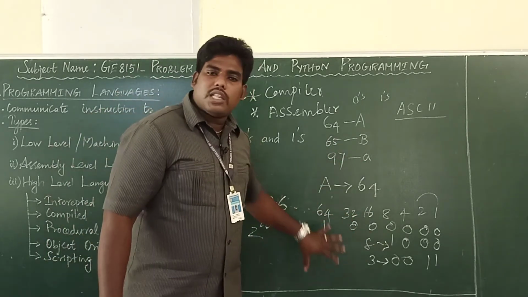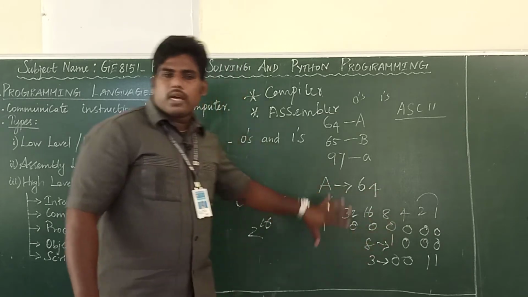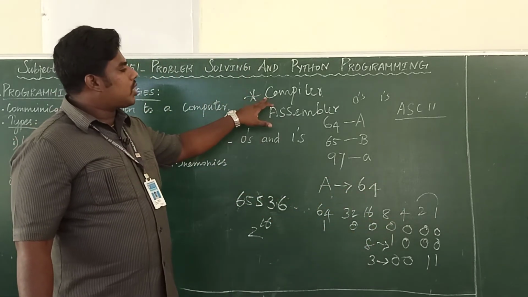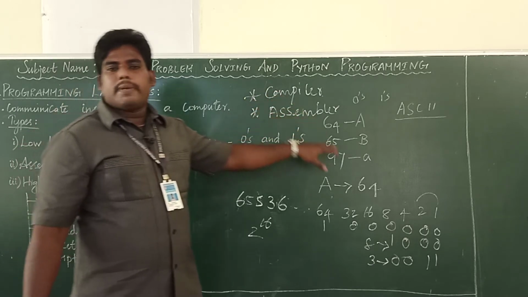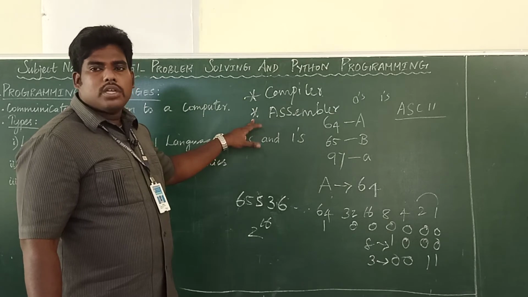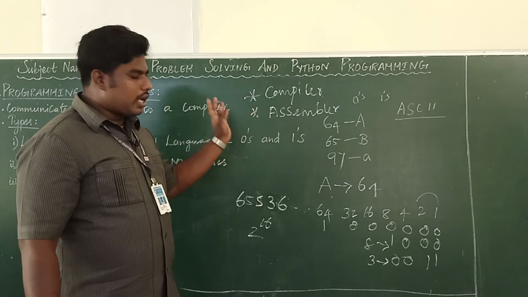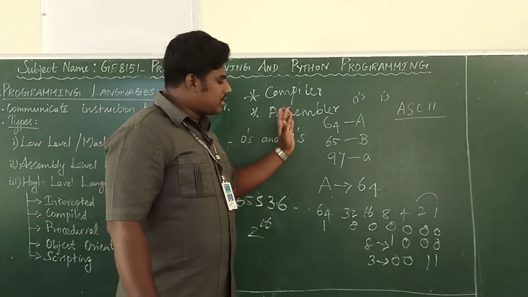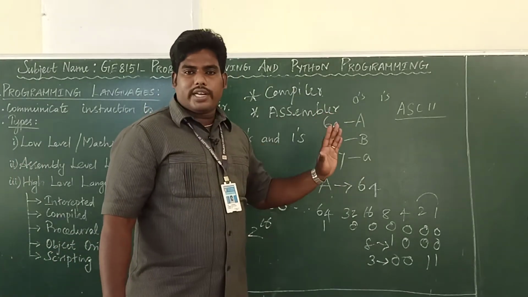All the process is done with the help of compiler and assembler. Compiler is used to convert the high level language into machine level language, zeros and ones. As well as assembler is also used to convert the mnemonics code. I will explain what is mnemonics code. That is nothing but instructions, converted into machine level. All of you got it?